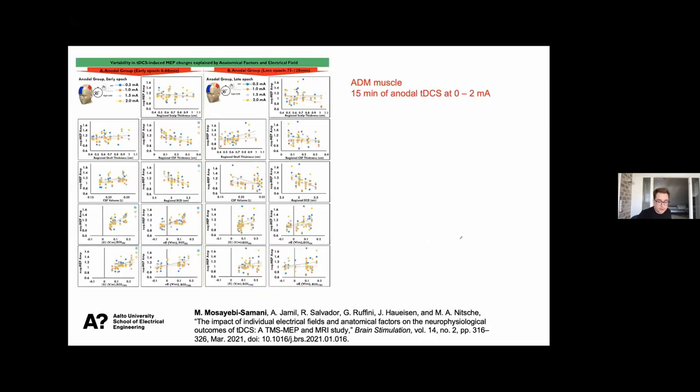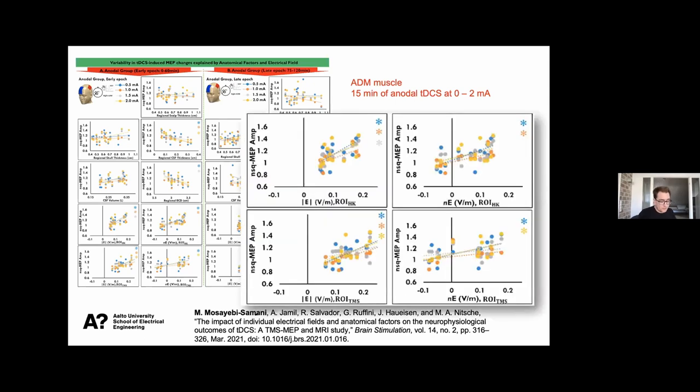Others have also done similar kinds of studies, which were published this year, just a couple of months ago. And they studied, again, tDCS of the left motor cortex. They had 4 different current intensities for 15 minutes of anodal tDCS. And they also found a positive effect of the electric field on the MEP amplitudes. Of course, the magnitudes of the electric field cannot be directly compared to our studies because they were calculated in a different way.